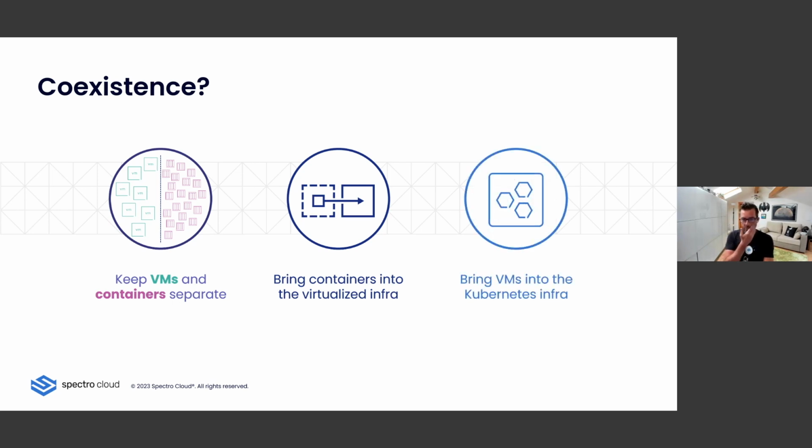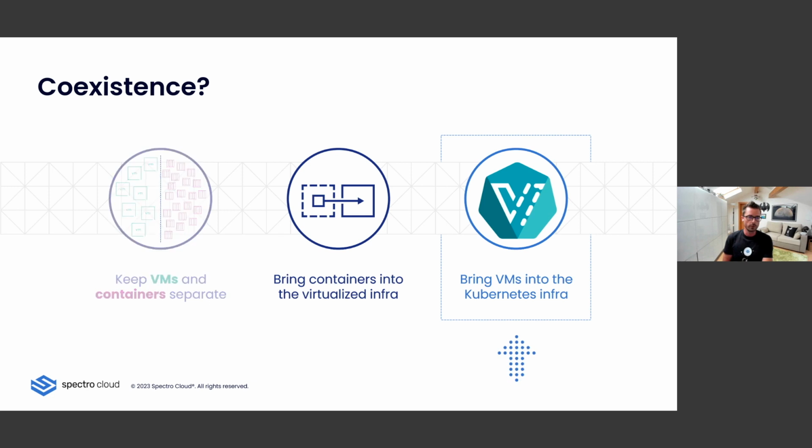The last one is the opposite: to actually bring VMs on top of existing Kubernetes infrastructure. This is a more sustainable approach, especially if Kubernetes is the future of your infrastructure. Kubernetes has demonstrated the ability to provide a highly reliable, scalable, and extensible platform. And for this third option, the solution that can make this happen is named KubeVirt.